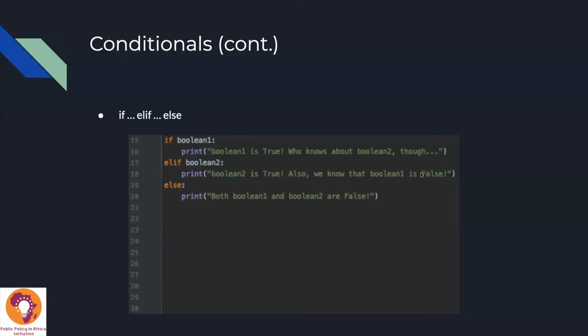Also, we know that Boolean 1 is false. We know Boolean 1 is false because we made it to line 17. That means that this must have been false, so we evaluated line 17. So we know that Boolean 1 is false. We know something about both Boolean 1 and Boolean 2 at this point.